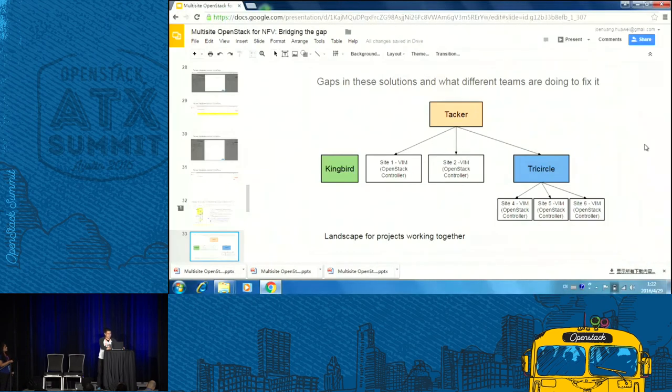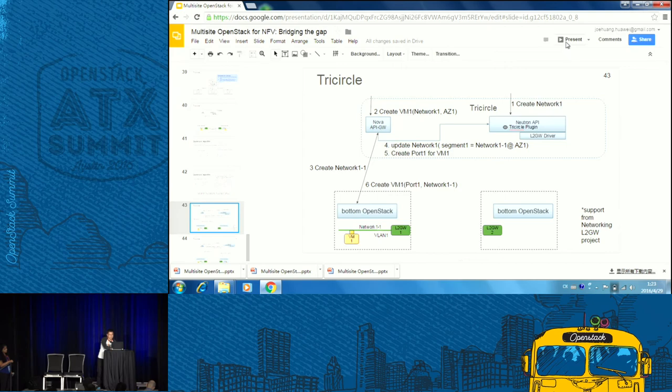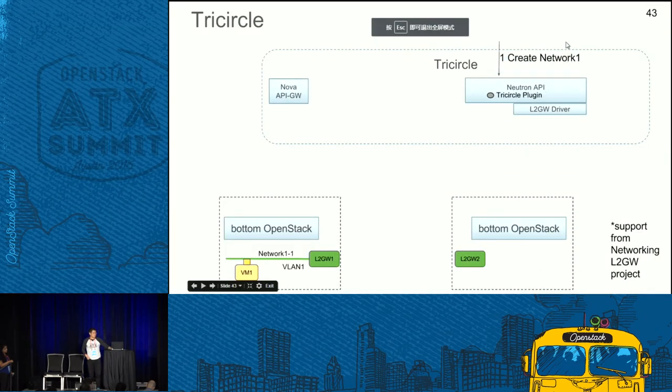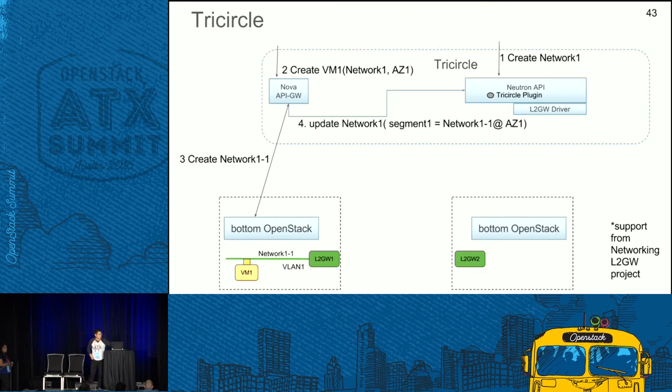Yes, there are some slides not shown here. So maybe you have some question about that. The process is like this. If you create a network first, there is only one logical object in the Tricircle plugin and the LAN. If you create a virtual machine attached to the network, then we create network 1.1 in the regarding OpenStack, then update net 1 with the segment of this part. Then we create a new port for the virtual machine and create the virtual machine in the regarding bottom OpenStack with the port IP and MAC allocated in Tricircle.